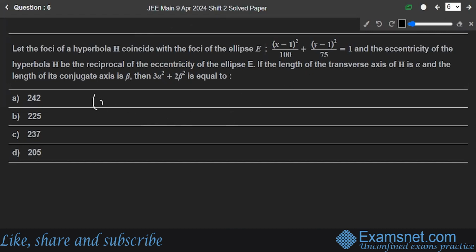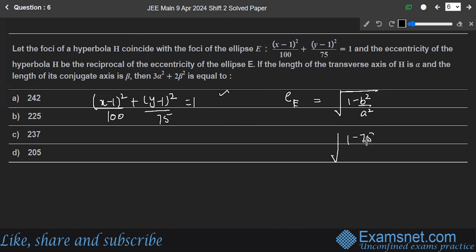So here is your ellipse, which is (x minus 1) square upon 100 plus (y minus 1) square upon 75 is equal to 1. So the eccentricity of the ellipse, let's say E, is given by the square root of 1 minus B square upon A square. This is already in the standard form. So this will be 1 minus B square, that is 75, upon A square, which is 100. That will be 25 upon 100 under the root, that will be 1 by 2. Now we got the eccentricity of the ellipse as 1 by 2.